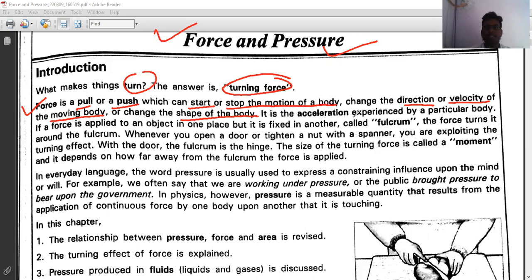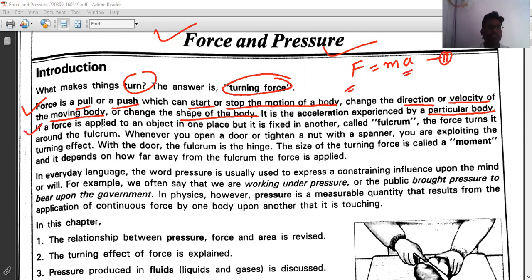Next, it is the acceleration experienced by a particular body. So force is also a type of acceleration. We know that F equal to ma from Newton's second law, right? So the acceleration experienced by the body is called force.